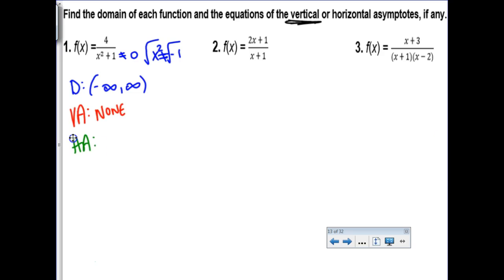And then for horizontal asymptotes, this is where you look and you compare the degrees of the numerator versus the denominator. So we have a degree 0 over a degree 2. This is bottom heavy. And when something is bottom heavy, what does that mean for your horizontal asymptote? It's at y equals 0. Make sure this is an equation, y equals 0.